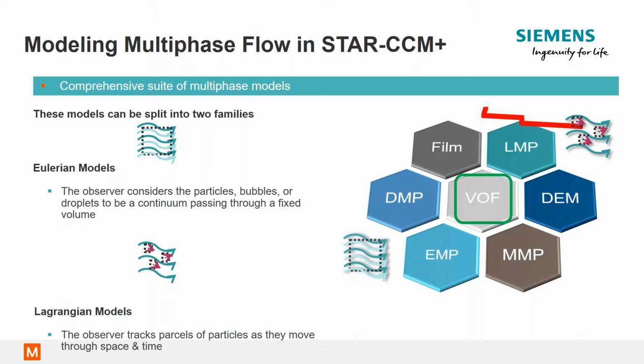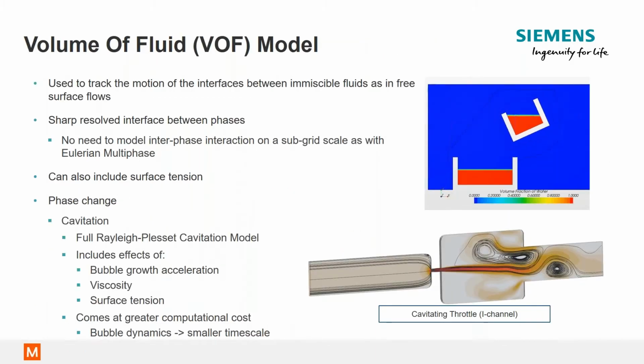So the model we're going to use today is called VOF, so volume of fluid. And the volume of fluid method is a member of the Eulerian family of multiphase models. It solves a single set of transport equations together with volume fraction for the phases, and so can be thought of as a single phase plus volume fraction. The volume of fluid tries to capture a sharp interface between phases which are assumed to be immiscible, such as water and oil or water and air, and that can also model surface tension.